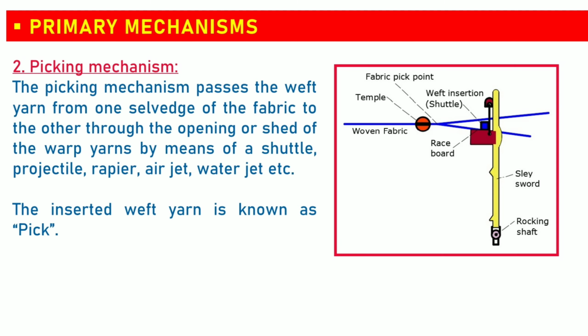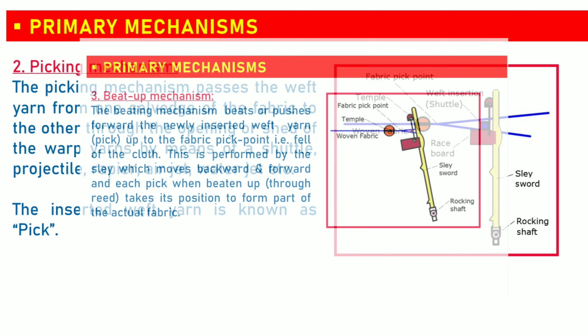The picking mechanism passes the weft yarn from one selvage of the fabric to the other through the opening or shed of the warp yarns by means of a shuttle, projectile, rapier, air jet, water jet, etc. The inserted weft yarn is known as pick.